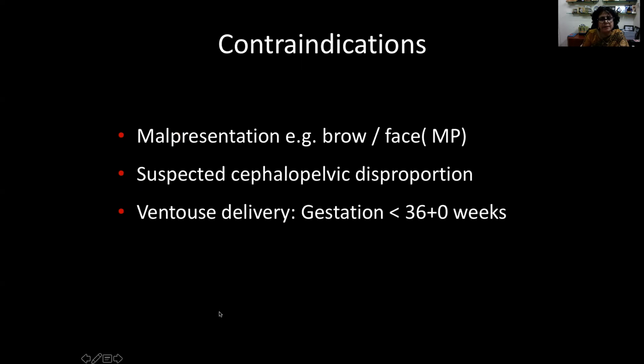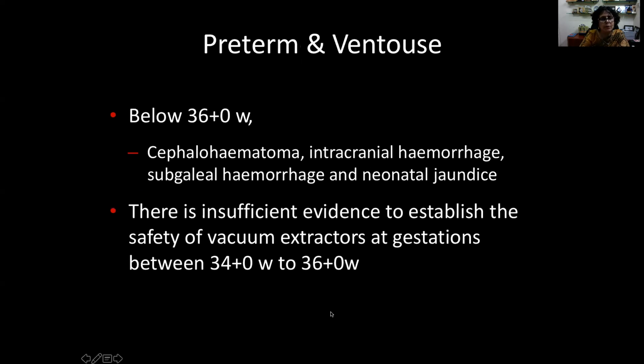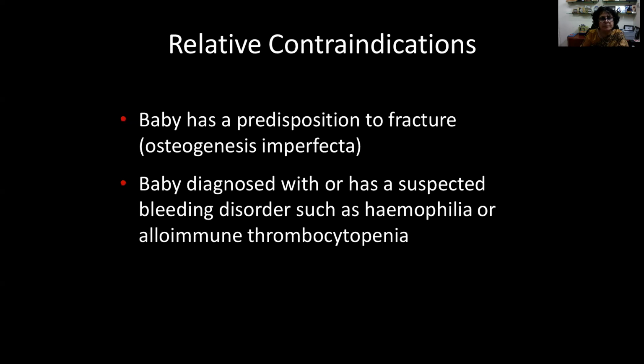Other contraindications are malpresentation, brow and face, suspected CPD or cephalopelvic disproportion, and for ventouse delivery, gestation less than 36 weeks. Below 36 weeks, preterm and ventouse carries risks of cephalohematoma, intracranial hemorrhage, subgaleal hemorrhage and neonatal jaundice. There is insufficient evidence to establish the safety of vacuum extractors at gestation between 34 weeks and 36 weeks.